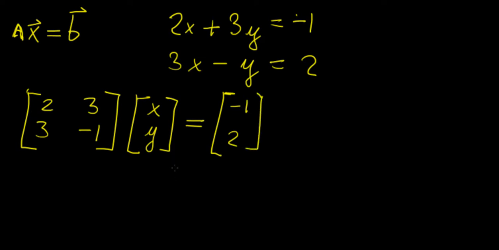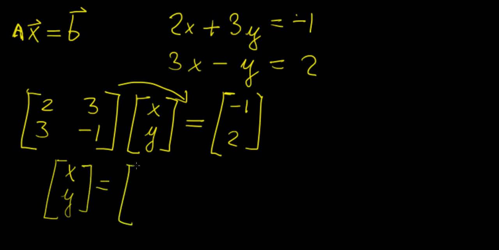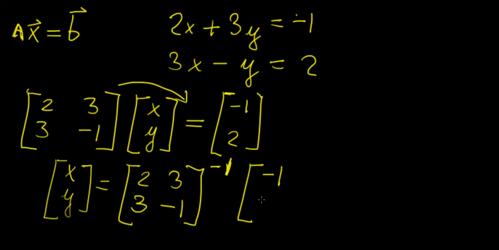So we already discussed in the last video that in order to find the values of x and y using matrix methods, what we need to do is invert this matrix A and multiply it by the vector b such that we get a solution for x and y. So inverting the matrix and then multiplying it by the vector b, so inversion, which is denoted by minus 1, and then minus 1, 2.